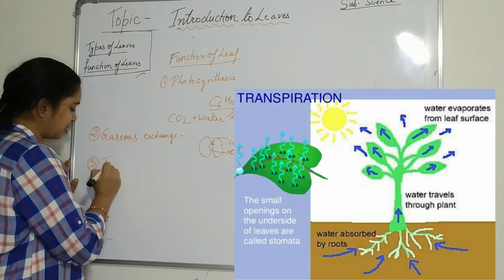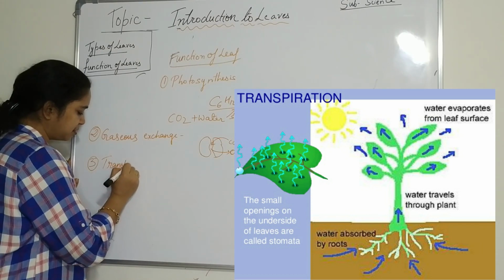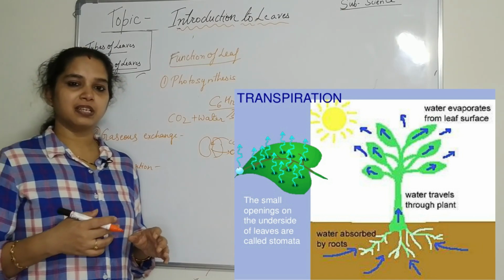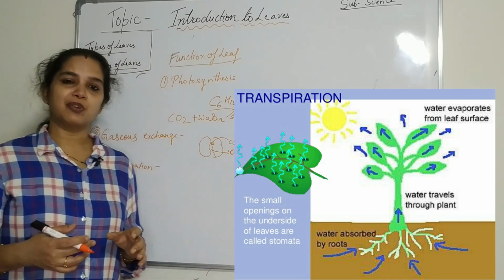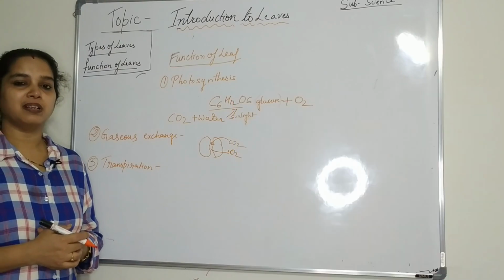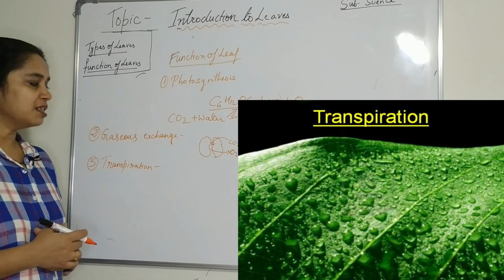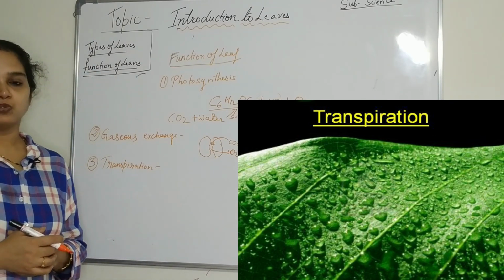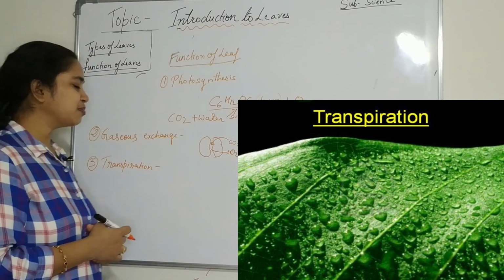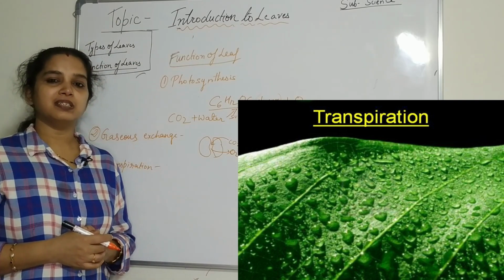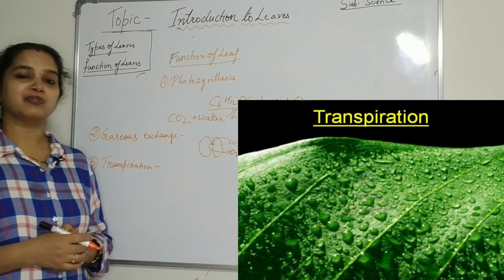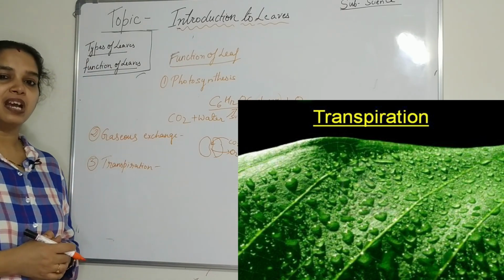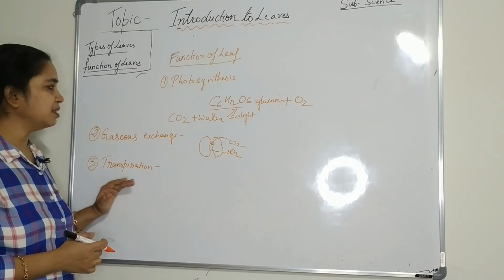Third is transpiration. So what is transpiration? The loss of water in the form of water vapor from the leaf of the plant is called transpiration. Excess water is released in the form of water vapor through the leaf surface, and it comes out through the stomata, the small openings present on the undersurface of the leaf. This is all about transpiration.